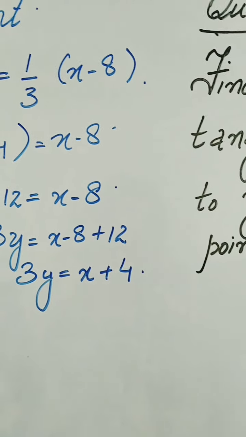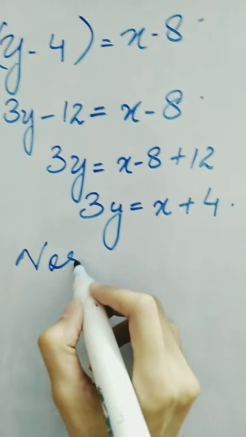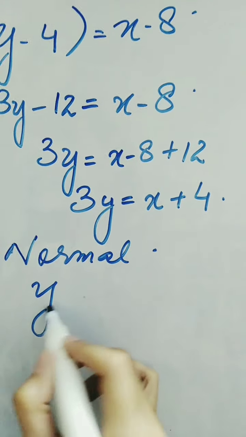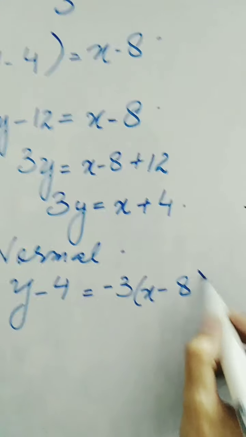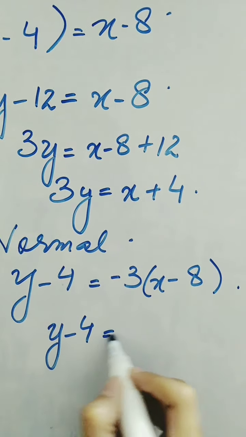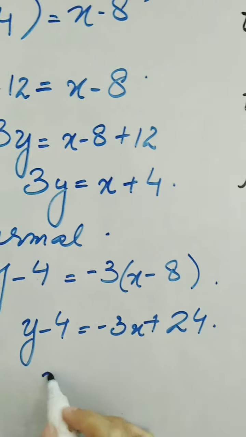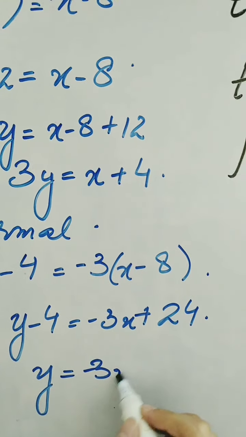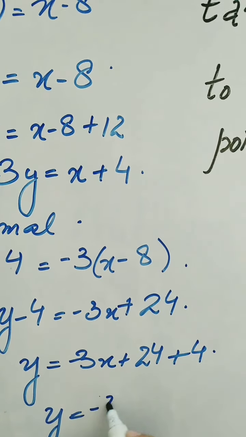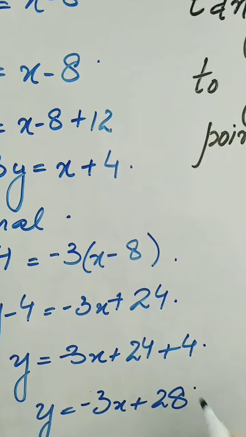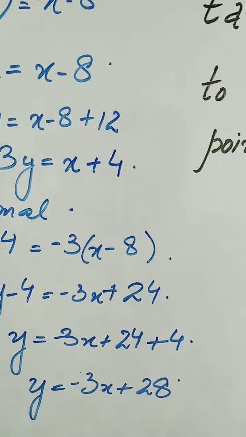Now we will find the equation of the normal. We have y minus y1, which is 4. The gradient is minus 3, x minus x1, which is 8. We have y minus 4 equals minus 3x plus 24. We have y equals minus 3x plus 24 plus 4. We have y equals minus 3x plus 28. This is our equation of the normal.